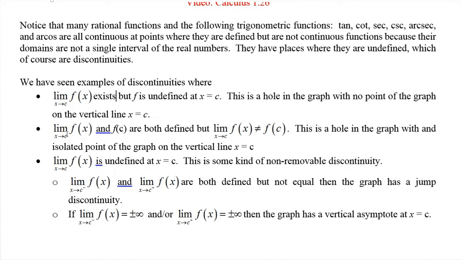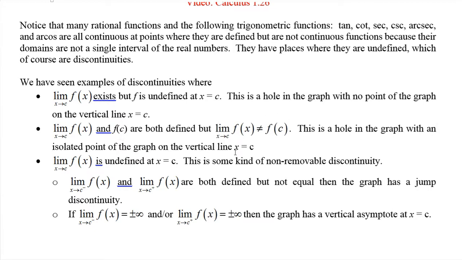We also have things where the limit as x goes to c of f of x and f of c are both defined, but the limit as x goes to c of f of x is not the same as f of c. That's also a hole in the graph with an isolated point on the graph on the vertical line x equals c. That point, of course, is (c, f of c), and it is actually on the graph, but it's on the vertical line x equals c.